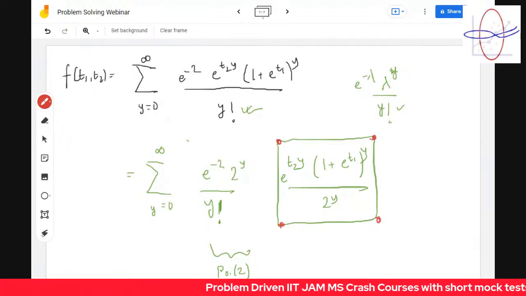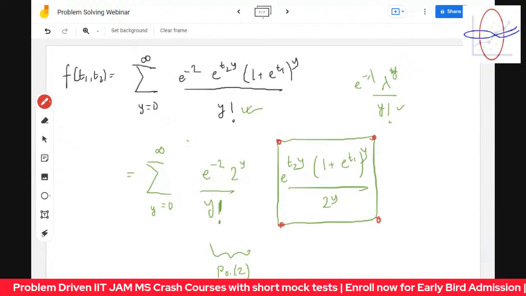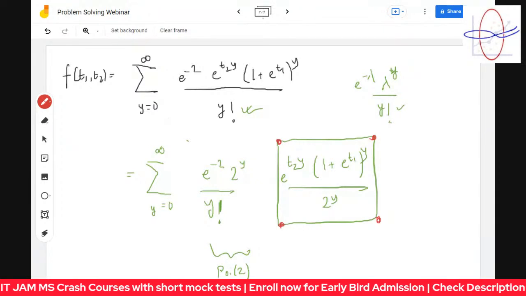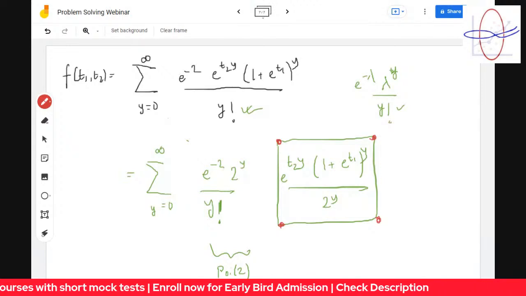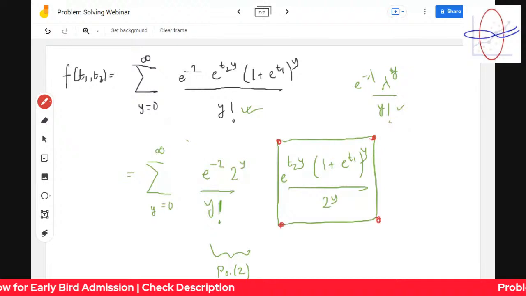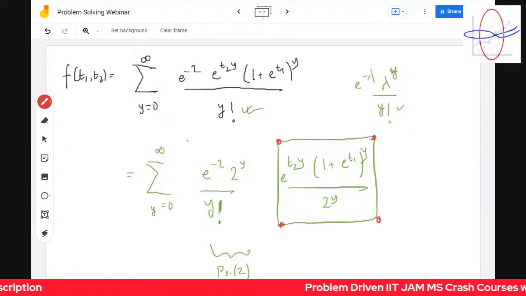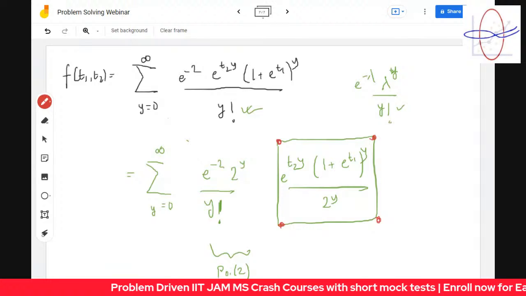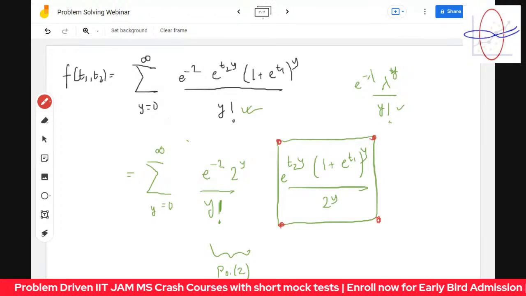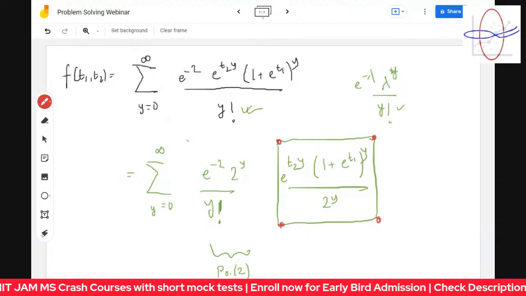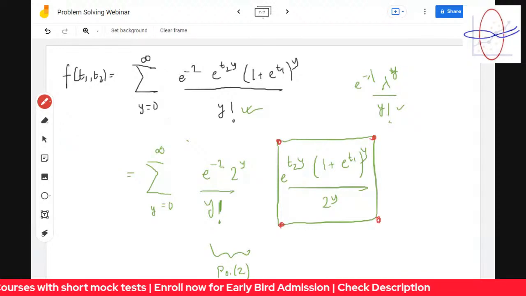Okay, so there are certain suggestions from the YouTube live: that we can compare with the Taylor series expansion of e to the power f(t1, t2) without assuming Poisson. That's a very good idea. We can compare it. But the idea is that it's about understanding and doing it in a general manner, so that it's easier for the students to understand the probability. So I prefer this method, but your method is also fine.